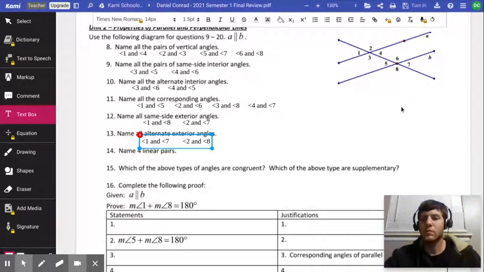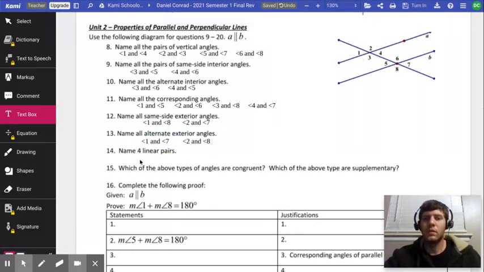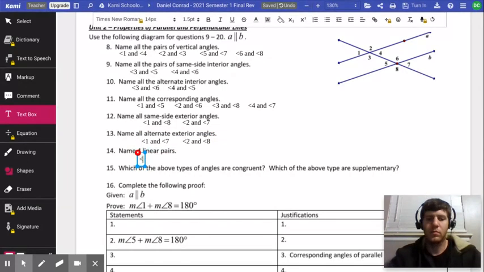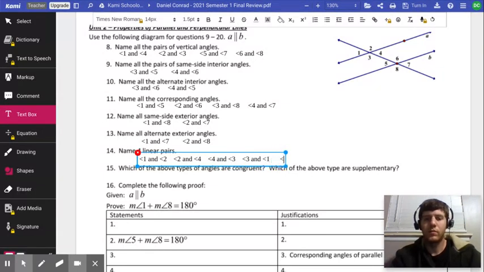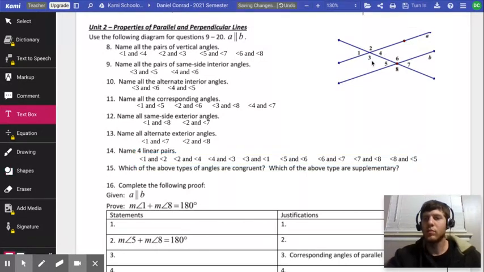Linear pairs are supplementary and adjacent. They're right next to each other and form a straight line. So we can do angle 1 and angle 2, angle 2 and angle 4, angle 4 and angle 3, angle 3 and angle 1. And the rest: angle 5 and angle 6, angle 6 and angle 7, angle 7 and angle 8, and angle 8 and angle 5. Those would be your linear pairs.